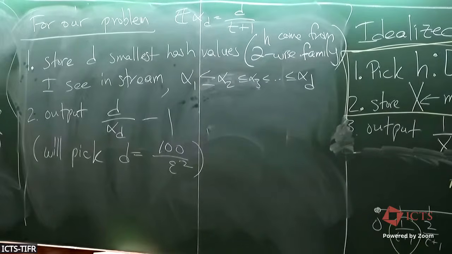It's going to cost me t over 2 memory or something like that. So I do the best I can: I'll take the 1 over epsilon squared smallest. At least it only costs me 1 over epsilon squared memory. And it should be more robust than the smallest. How much more robust is it? Let's try to understand how much more robust it is.